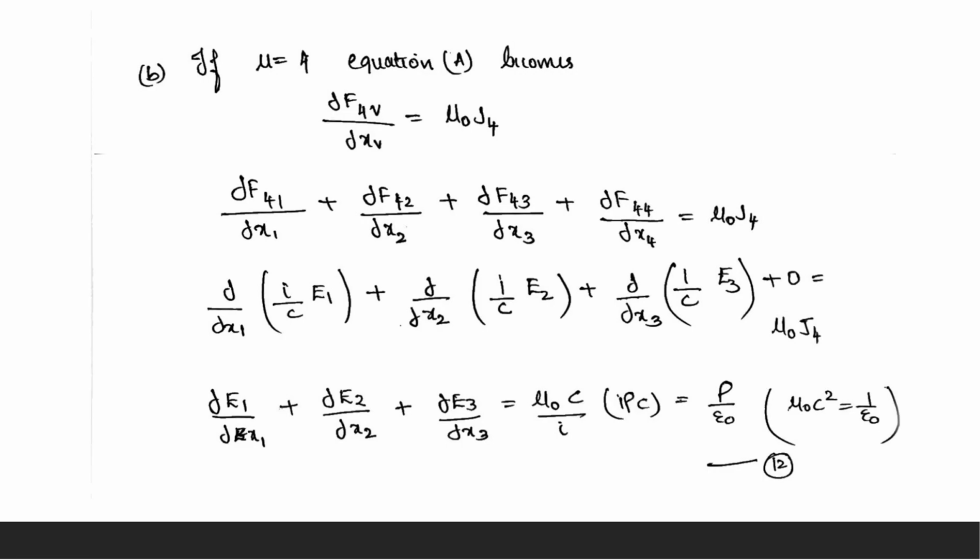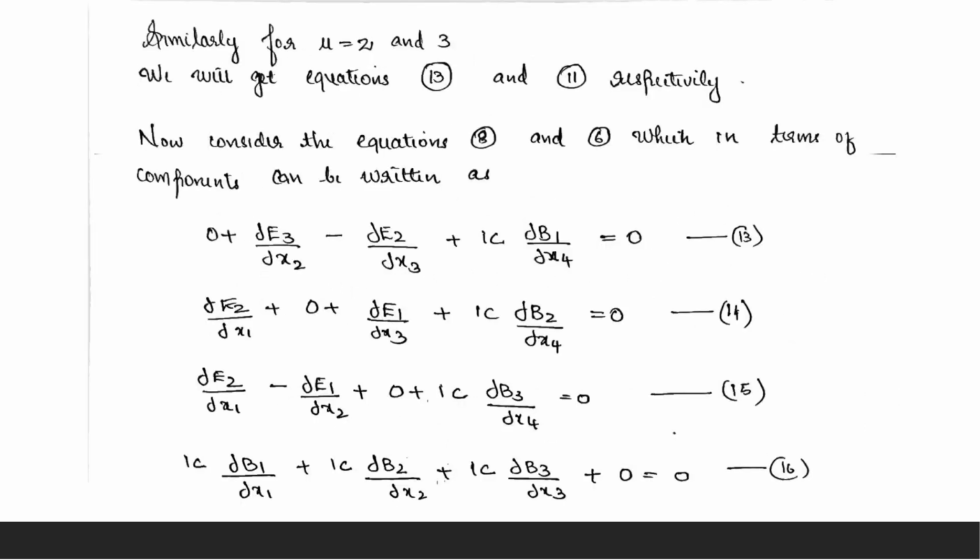Then ∂E1 by ∂x1 plus ∂E2 by ∂x2 plus ∂E3 by ∂x3 is equal to μ0 c by i into i rho c, which is rho by epsilon 0, since μ0 c square is equal to 1 by epsilon 0. Let's take this as equation number 12. Similarly, for μ equal to 2 and 3, we will get equations 13 and 11 respectively.